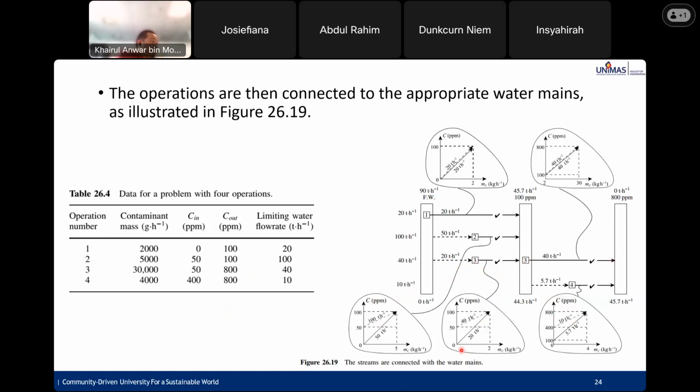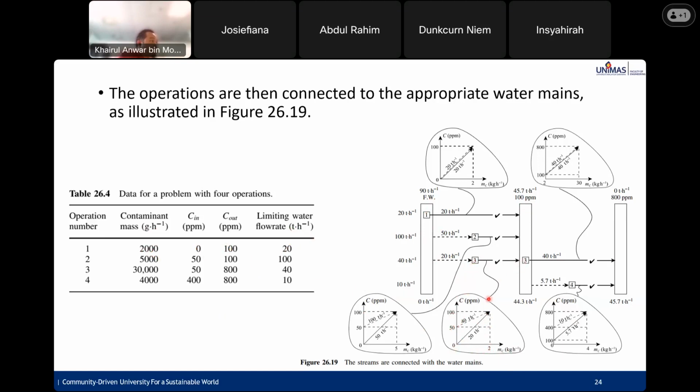For this case, it's 0 to 2, because why 0 to 2? Because this is from 0 to 100 ppm. So from 0 to 100 ppm, the limiting water flow rate is 20. This is 20 ton per hour. Sorry, 2,000 gram per hour. So in kilogram it is 2 kilogram per hour.